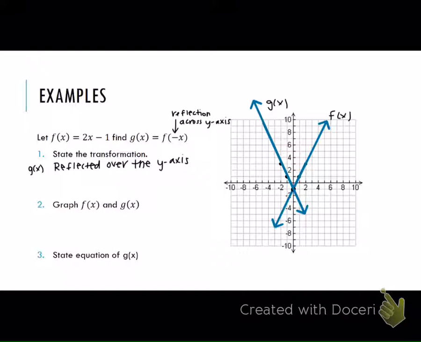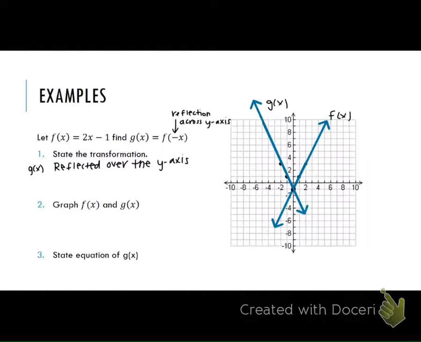So if it's f of x plus k, that means it's moving up or down. If it's f of x minus h, in parentheses, that is left to right, and then f of negative x means a reflection.